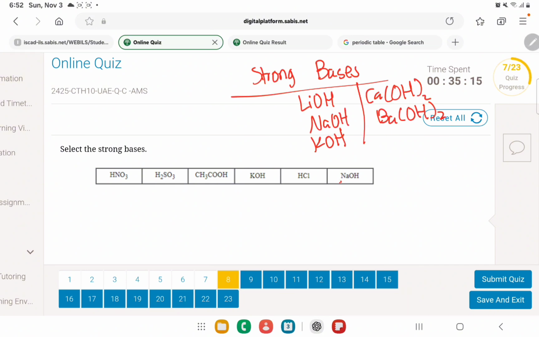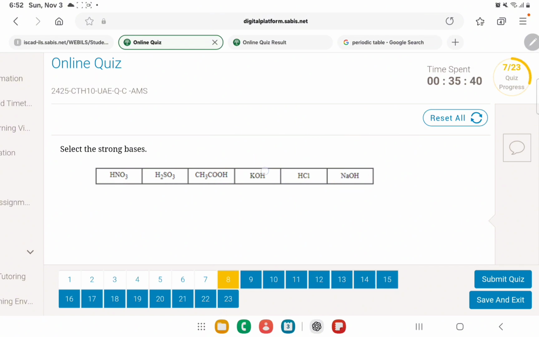Strong bases, let me just write the table again. Okay, so HNO3, you know, that was a strong acid. H2SO3, that's a weak base, no? Weak acid, sorry, weak acid. KOH, that's a strong base. Oh yeah, that's a strong base, so that's correct. HCl acid, NaOH, strong base. So it's these two.